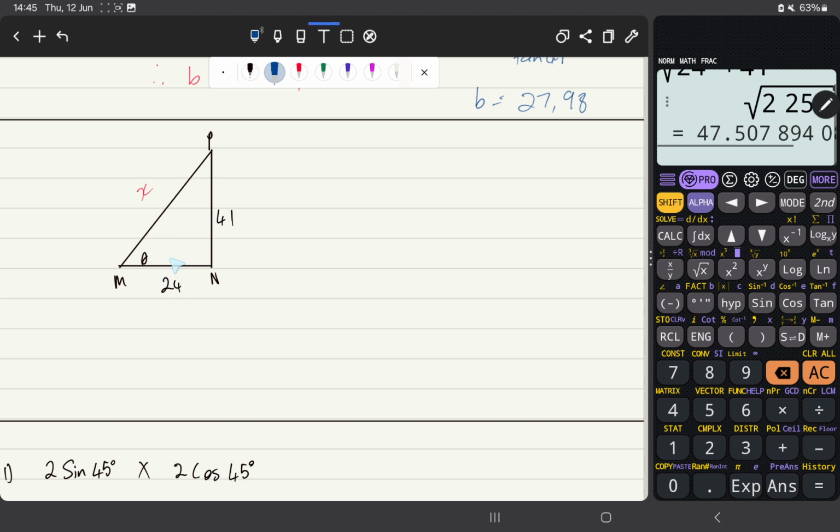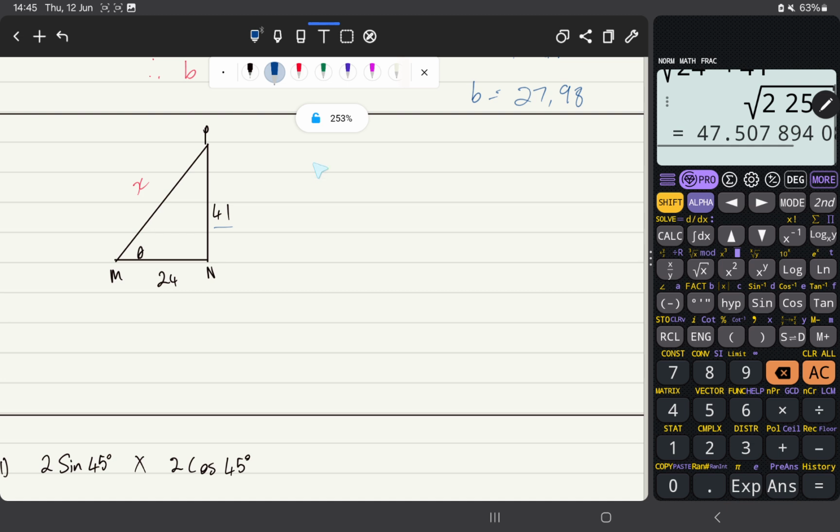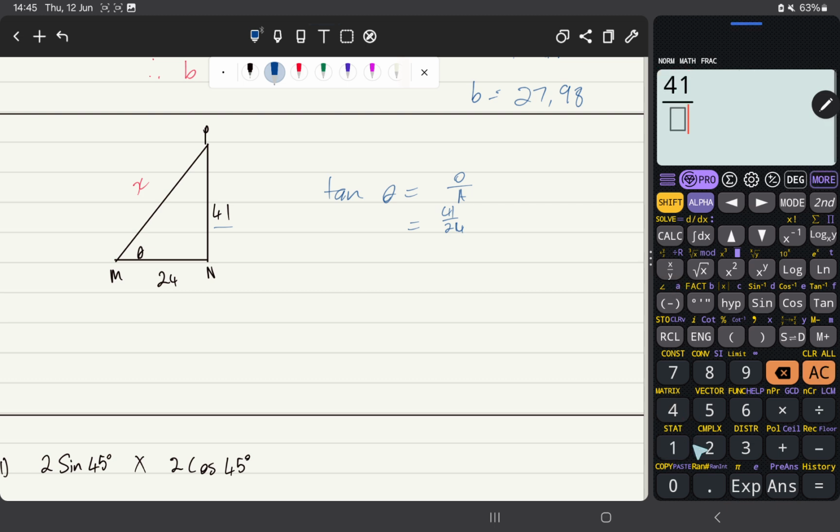Let's just try to find theta. Now you have a side that is opposite theta, and a side that is adjacent to theta. So that means tan theta equals opposite over adjacent, and that is going to be 41 over 24. Let me see if it's not a long number. It's really a long number, so I'll just leave it like that.